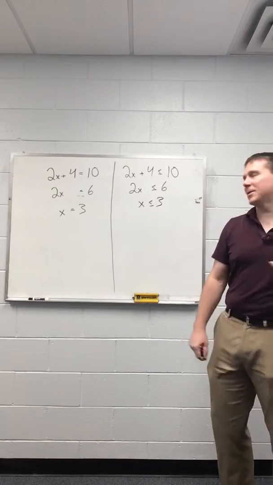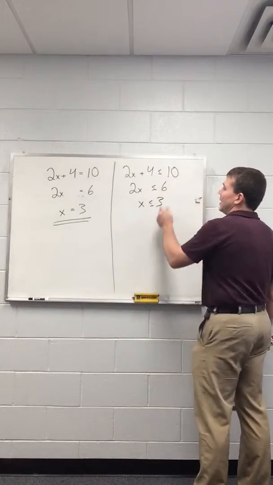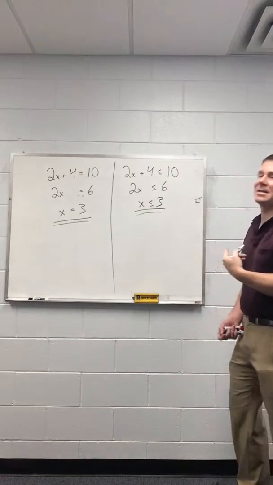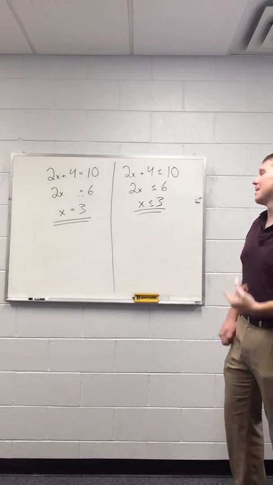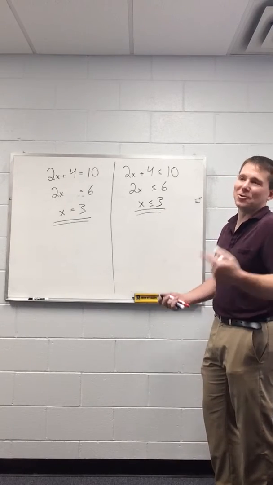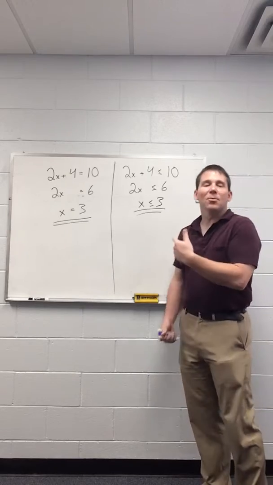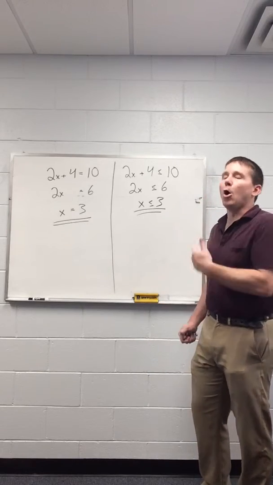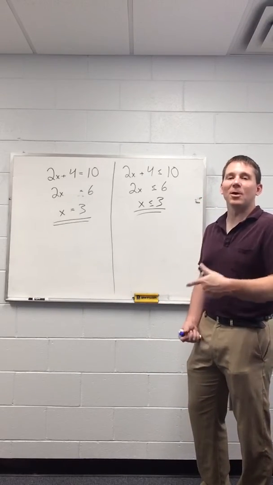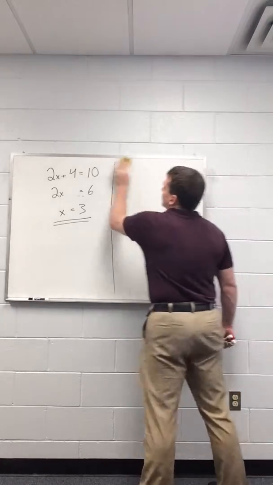The only real difference is here when I say x equals 3, I get one solution. Here when I say x is less than or equal to 3, I get an infinite number of solutions: 3, 2, 1, 1.8, 2.7, etc. You guys get the idea. But the key point here is all the algebra you did before will work the exact same now.